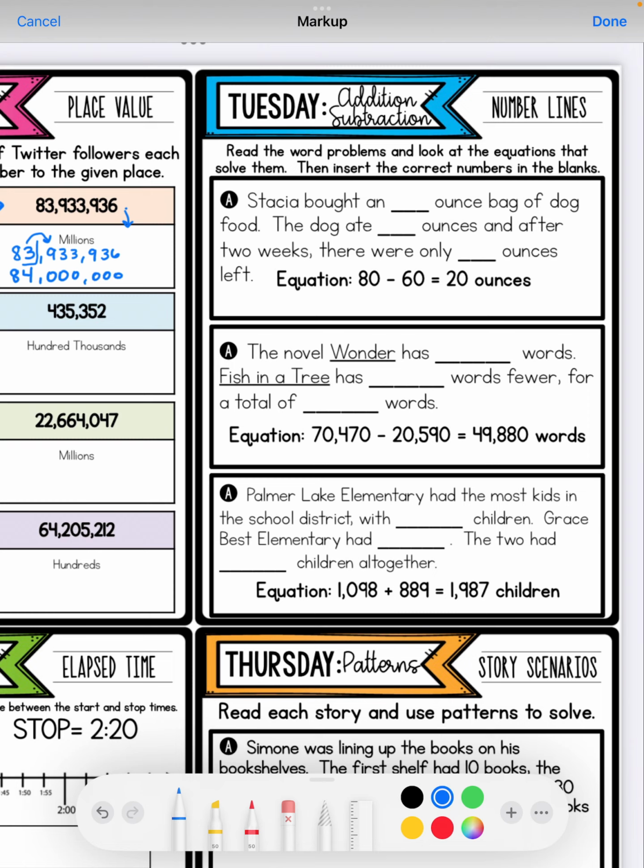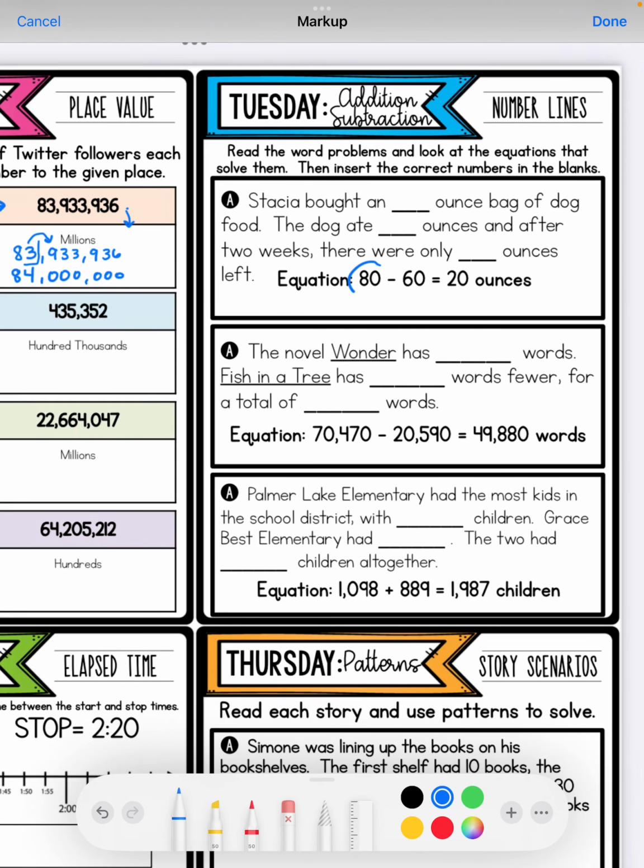So letter A says Stacia bought an blank ounce bag of dog food. The dog ate blank ounces, and after 2 weeks there were only blank ounces left. So when I'm looking at this subtraction problem, I know that the 80 represents the starting amount. So when I go back in my word problem, it looks like she's starting off with an 80-ounce bag. Then the dog ate blank ounces, and after 2 weeks, there were only blank ounces left. So the dog ate, meaning they took away 60 of the ounces, leaving just 20 of the ounces left.